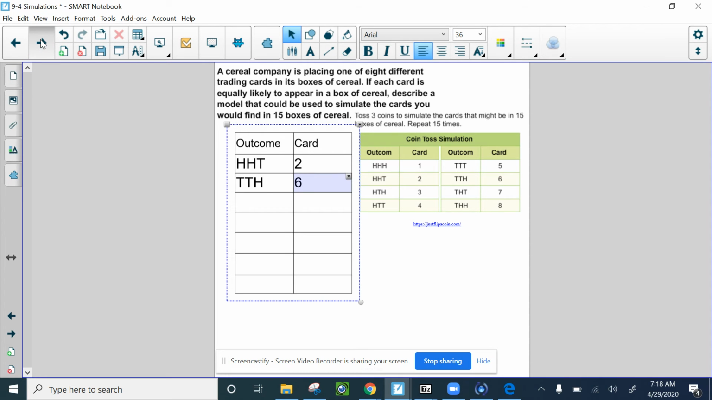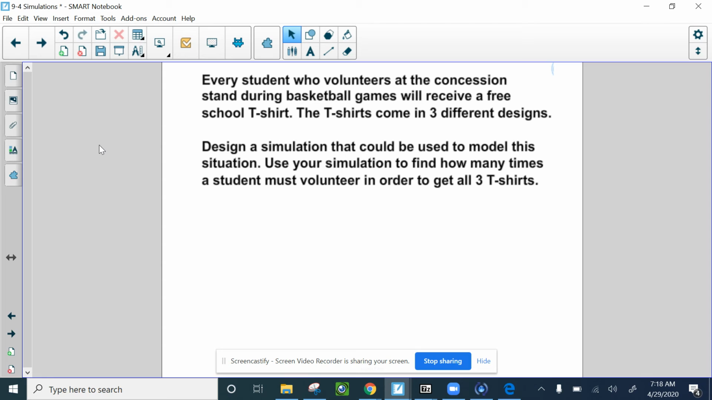So now I want you guys to try to think of a simulation real quick. If each student who volunteers at the concession stand gets a free school t-shirt, and the t-shirt comes in 3 different designs, what kind of simulation could you do that would have 3 different outcomes? How could I have a simulation to predict what shirt design each student was going to get? I want you guys to think of an idea and type it in the box for me right now.